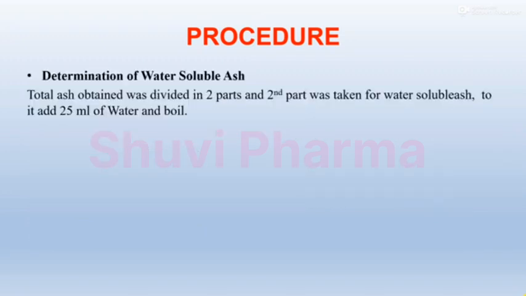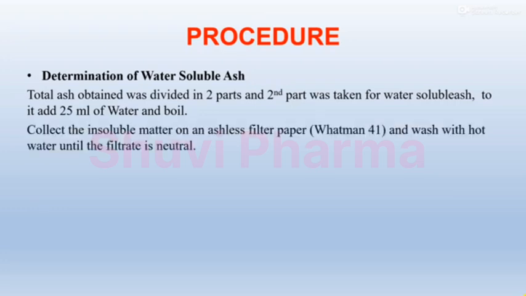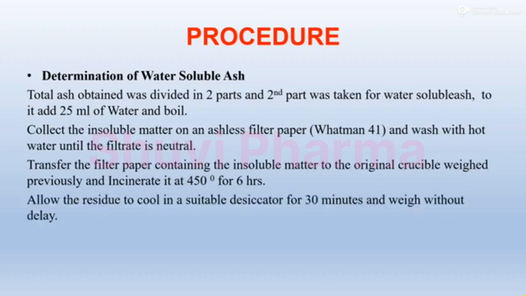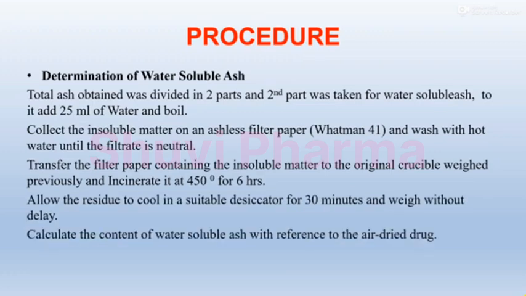Determination of water soluble ash. The procedure is the same as that of acid insoluble ash. Total ash obtained was divided in two parts and the second part was taken for water soluble ash. To it, 25 ml of water was added and boiled. Collect the insoluble matter on an ashless filter paper and wash with hot water until the filtrate is neutral. Transfer the filter paper containing the insoluble matter to the original crucible weighed previously and incinerate it at 450 degrees for 6 hours. Allow the residue to cool in a suitable desiccator for 30 minutes and weigh without delay. Calculate the content of water soluble ash with reference to the air dried drug.